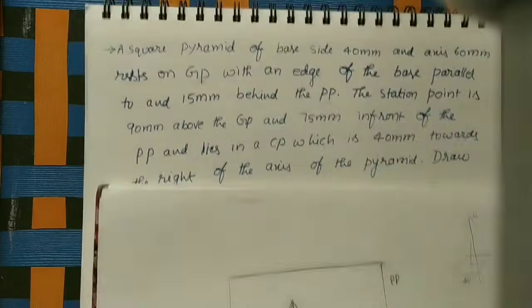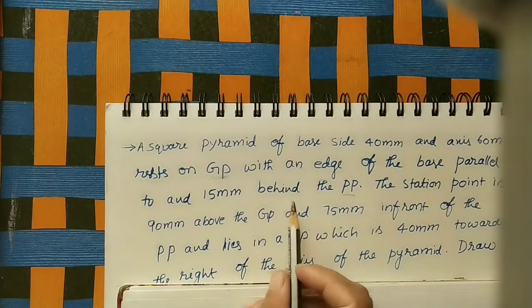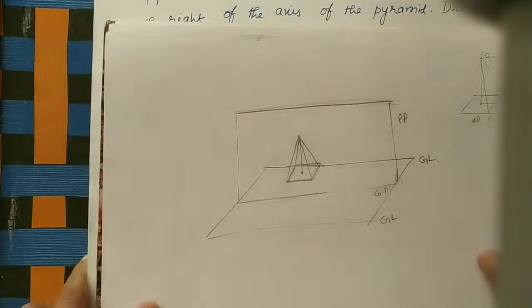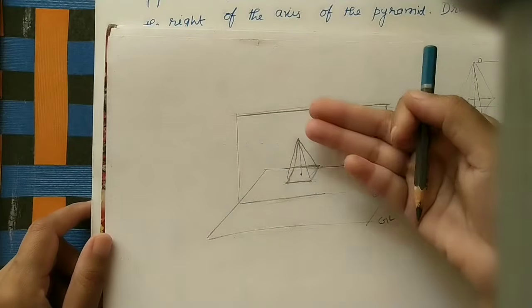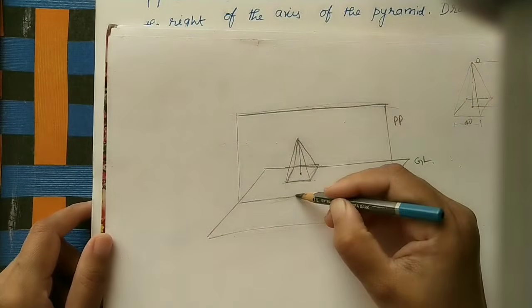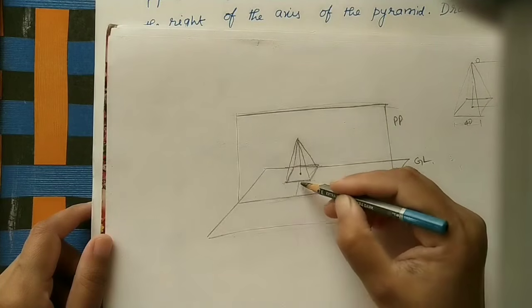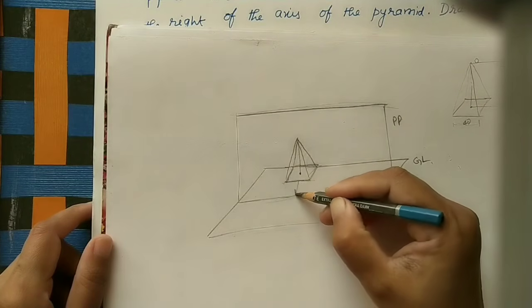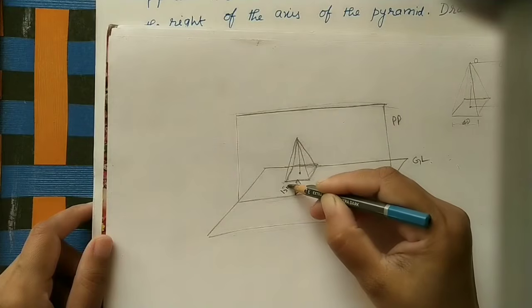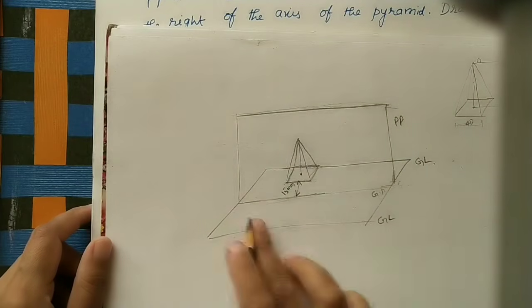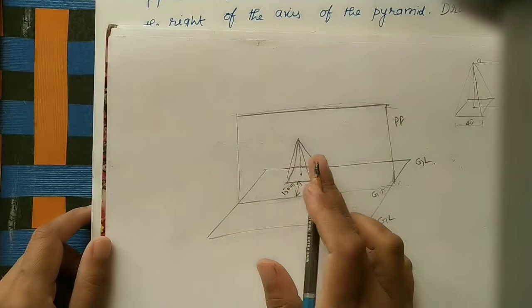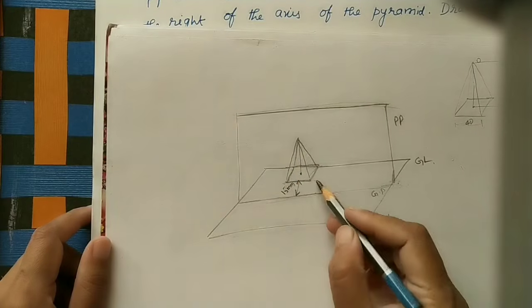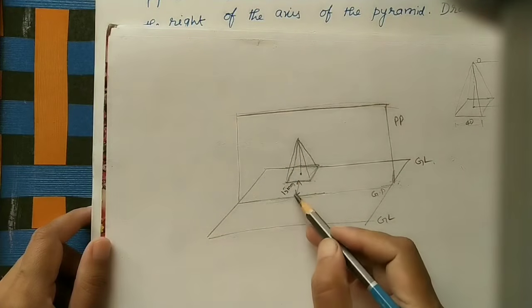And one more condition has been given: 15 mm behind the PP. Behind the PP means, this is PP, so behind it, the back side of it, at 15 mm distance. So whatever edge is parallel, this edge is 15 mm behind this. This is a transparent plane, so we can see this solid, or this square pyramid. One of the edges is parallel to PP and 15 mm behind the PP.